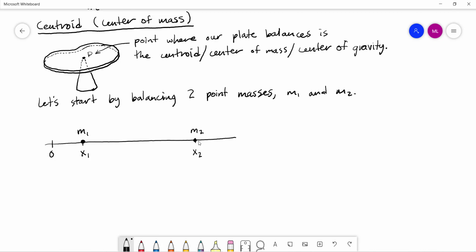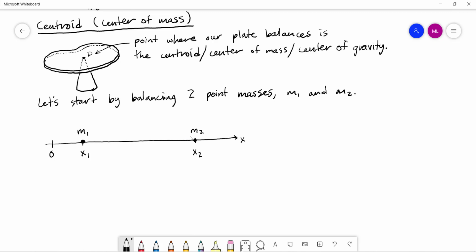It has to be in between them. It can't be outside of them. So hopefully that is intuitive, right? You can't have two people sit on the same side of a teeter-totter and somehow have it magically balance. The pivot point has to be between the two people on our teeter-totter.